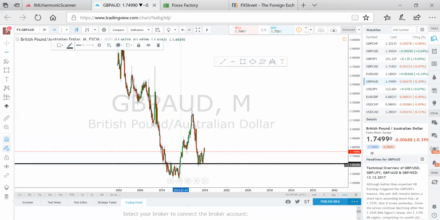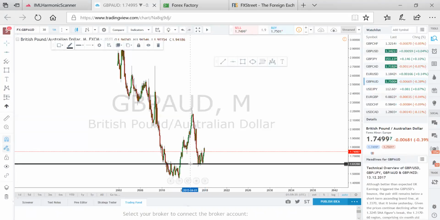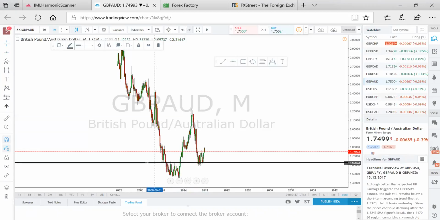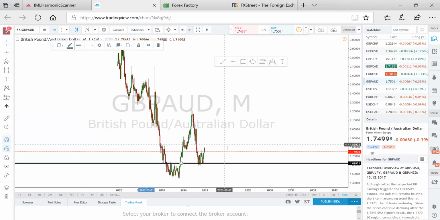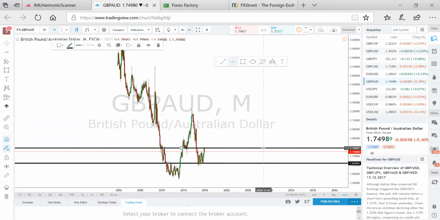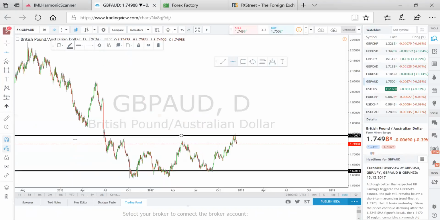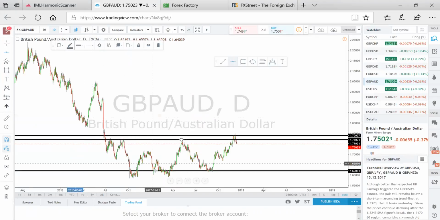Let me carry it up a little bit. Let me do one here as well. Good. So now I am going to go to the daily chart. Right, so we're on the daily and we're looking at GBP AUD. GBP AUD seems to be consolidating in this little area for a while.